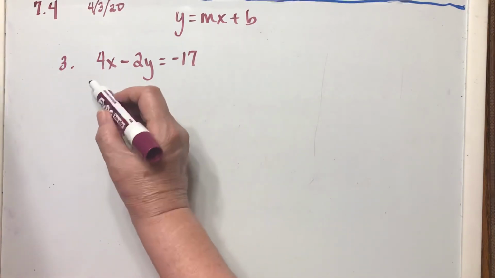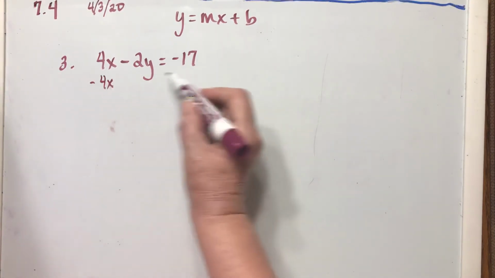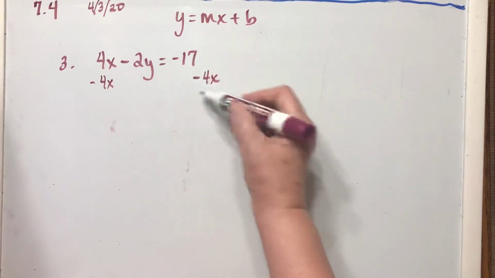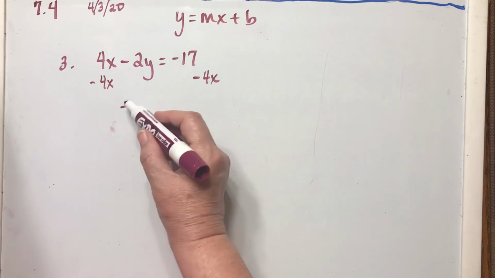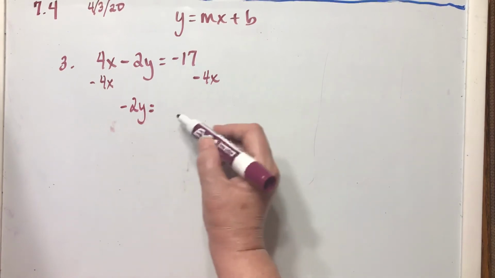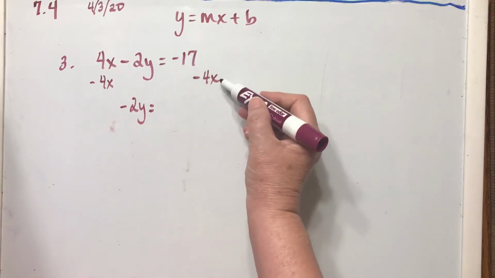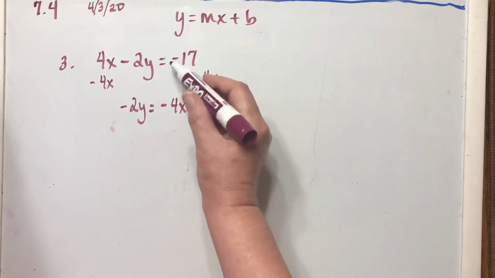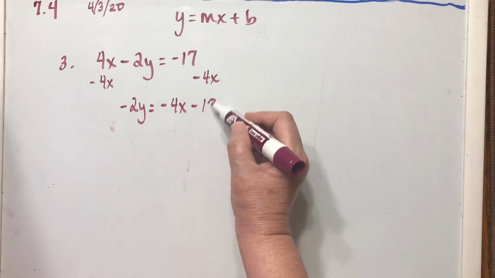So to do that, I'm going to subtract 4x first, minus 4x. And I can't combine these terms. These are not like terms. So over here I'm going to have negative 2y. And then to put this in the proper form, I'm going to write the x before the constant. So this is going to be negative 4x, and this time it's a minus 17.